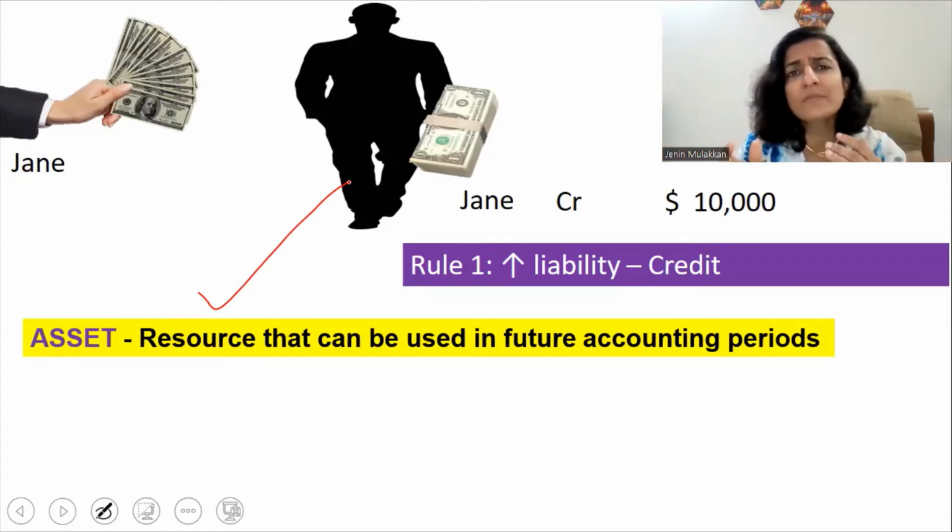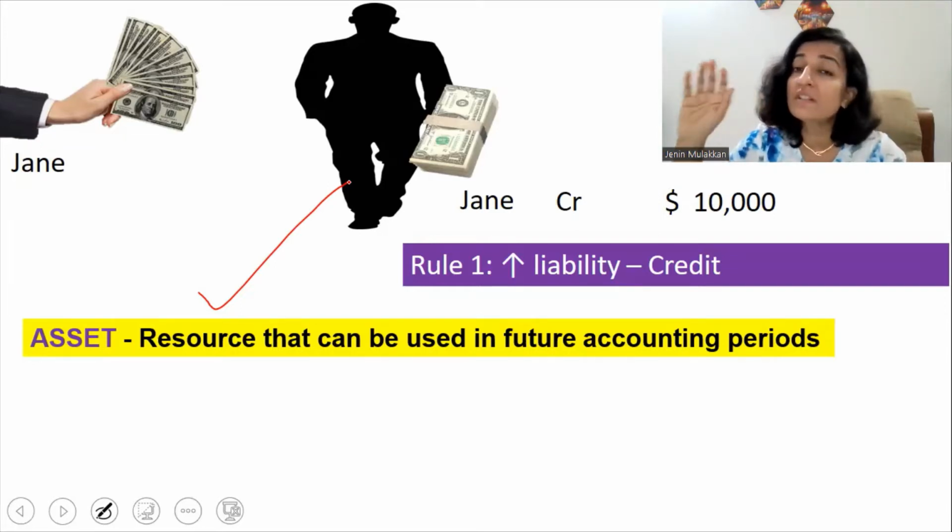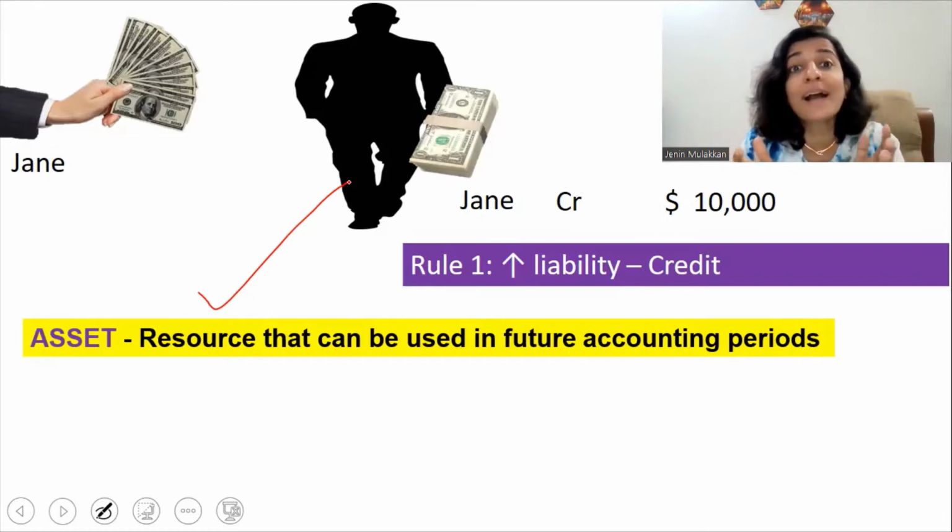What are other examples of assets? If you're buying a car, it is an asset. We can use it in the future accounting periods. Building, even the stock of goods that you have is called an asset. Why is it called an asset? Because it can be used for future accounting periods. Now, in this particular case, the asset that we have received is cash.